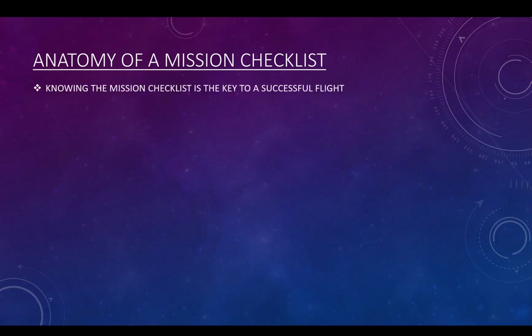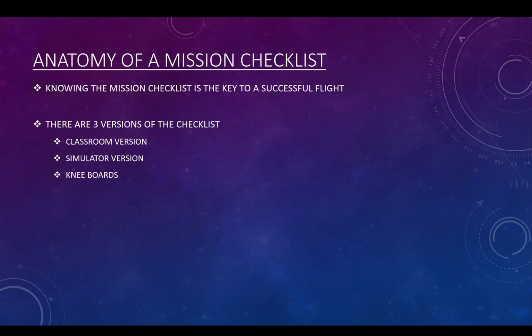Making sure that all team members fully understand the mission checklist is another key to a successful flight. And to help your students learn this information, there are 3 versions of the checklist: a classroom version, a simulator version, which is what the mission control team will use at competition, and finally, knee boards, which the flight crew will use.